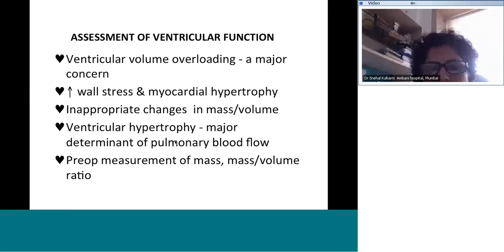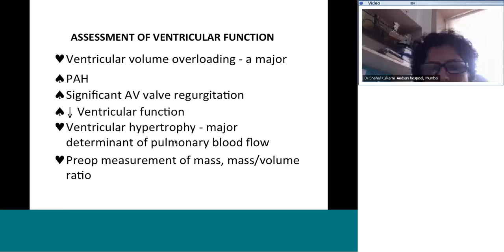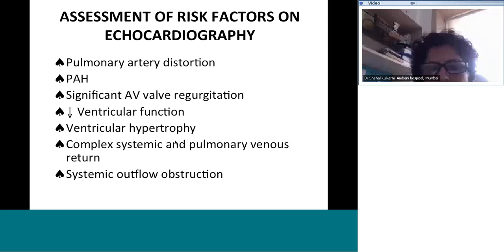If you have persistently elevated ventricular end diastolic pressure, it results in pulmonary venous hypertension. Eventually, it results in pulmonary artery hypertension, which determines your flow in Fontan circulation. So these are some of the really major determinants for Fontan failures in future, and therefore preoperative measurements of mass volume ratios are one of the very important things on echocardiographic assessment for Fontan.